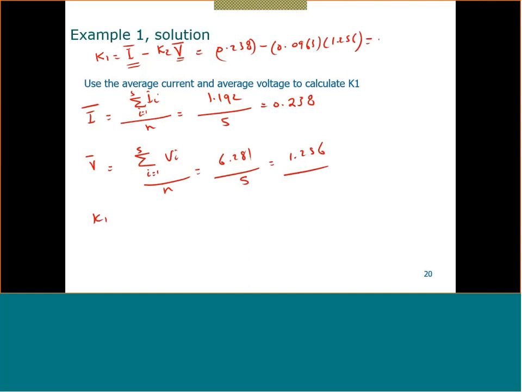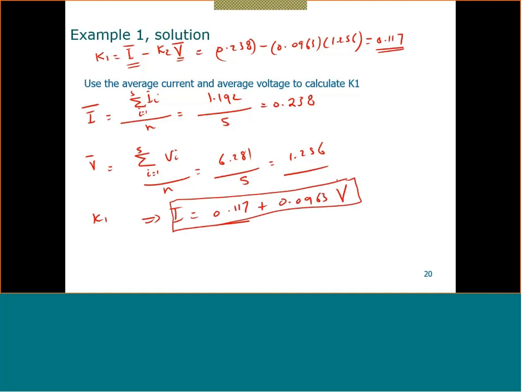So now my current I, the formula will be the constant, which is 0.117 plus, this is your K1, then we will find K2, which is 0.0963 times V. So this is my linear curve for the I or VI relationship. Now, if I want to find I at 2.5, at any value actually, I will just substitute V with 2.5, and if I do that, this becomes equal to 0.3577 amps. So this is the prediction of the current at a voltage that I don't actually have.